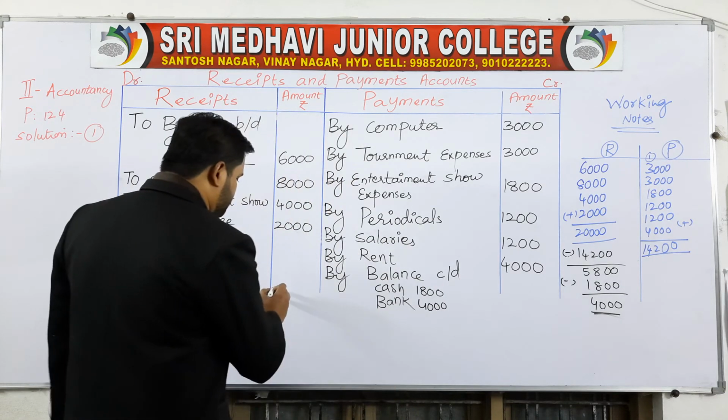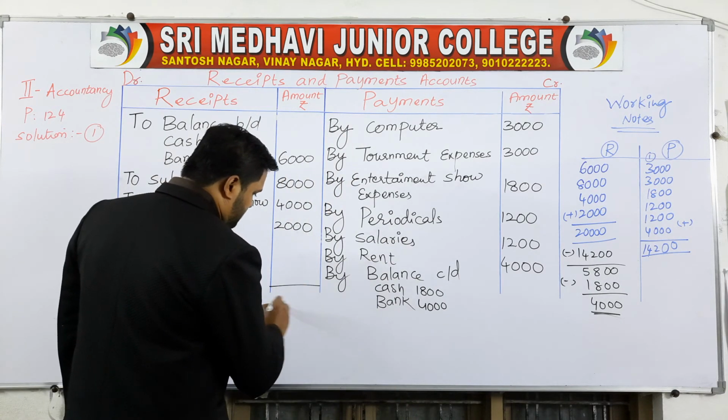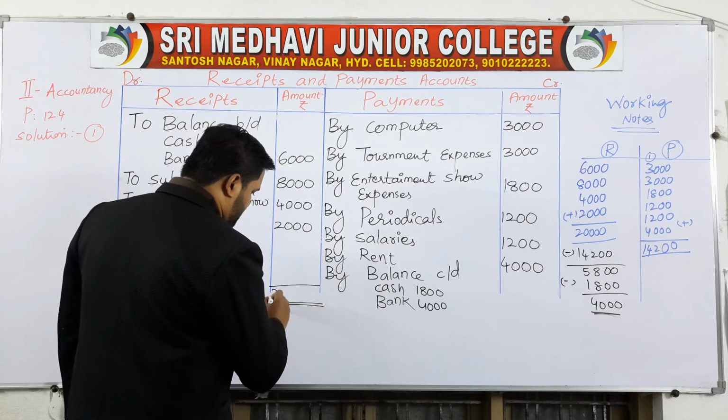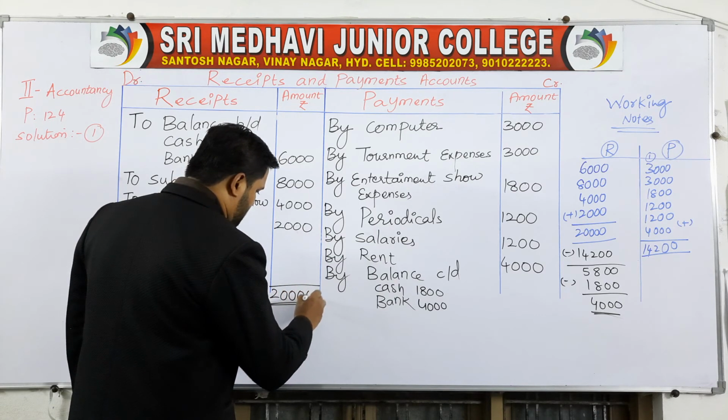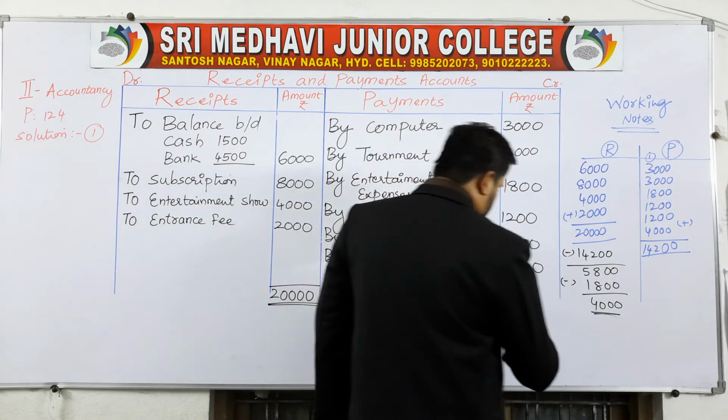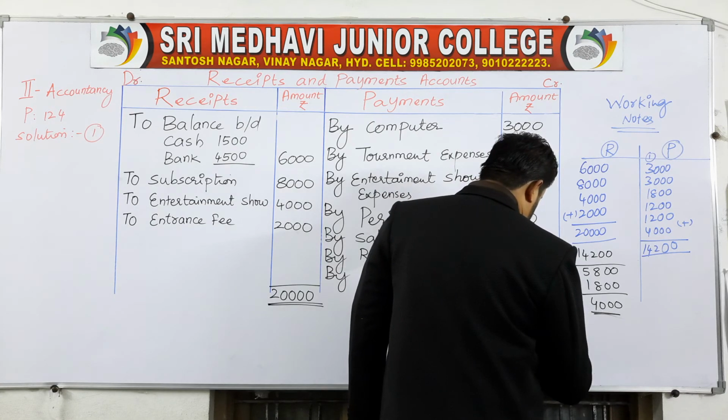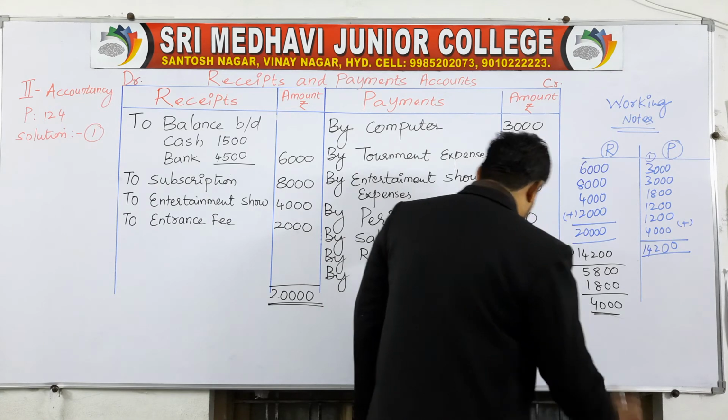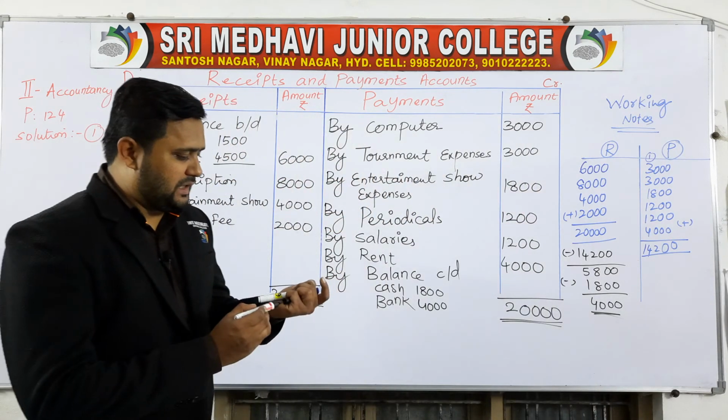To close it, 20,000 here, 20,000. So this is your carried on balance.